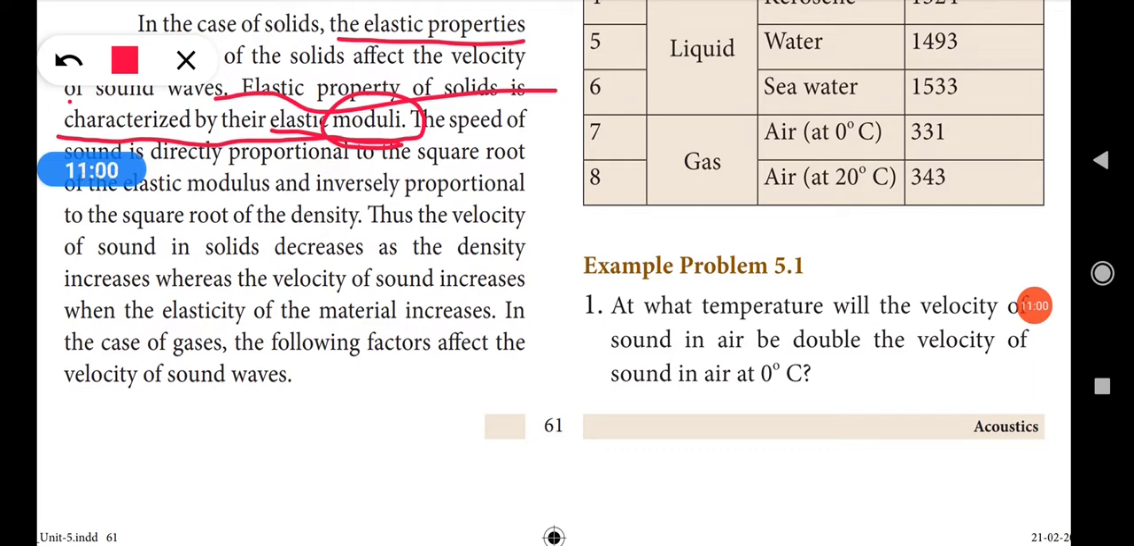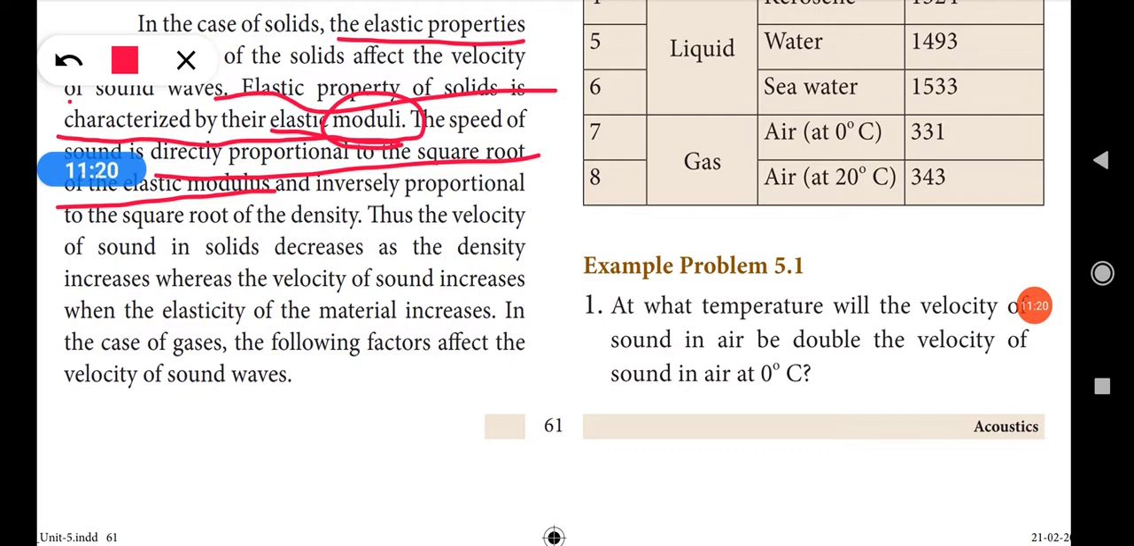So to characterize the elastic nature of a solid, there is a term, that is elastic modulus. The speed of sound is directly proportional to the square root of the elastic modulus and inversely proportional to the square root of the density.